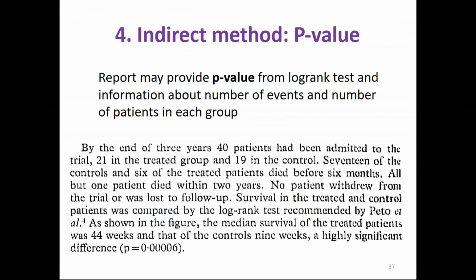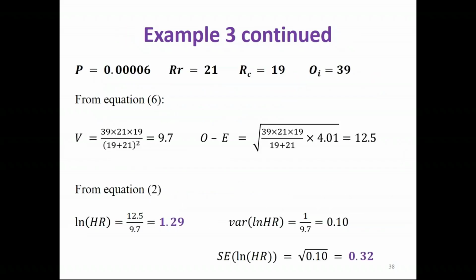So if we go back to that example that I just introduced, we're told that we've got 21 in the treated group and 19 in the control group, and all but 1 patient died within 2 years. So we know from that information there are 39 deaths overall, and we also have this p-value of 0.00006. So we'll use equation 6 because there's a slight imbalance in the numbers randomised, and we've got the total number of events, 39, and the p-value, and we can plug all of that information into those equations presented before. That gives us a value of O minus E of 12.5 and V is 9.7.